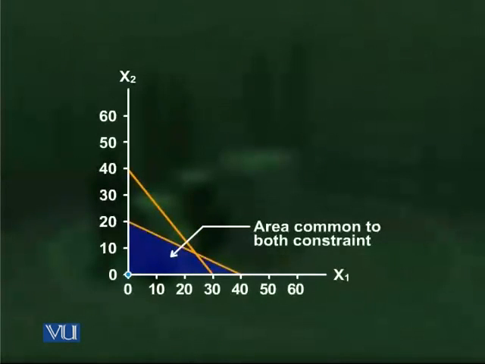And in the next diagram you can see that we have plotted both of these constraints. Step by step, first we plot one constraint, then we plot the other, and then you can see that the area that is satisfying both of these constraints is shown by the shaded area, which is called the feasible region or feasible space.